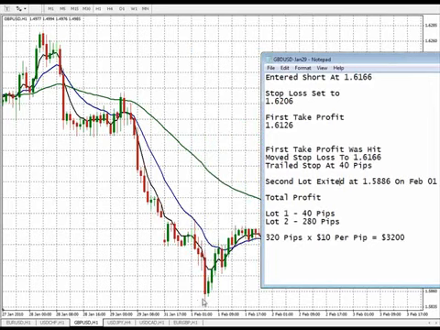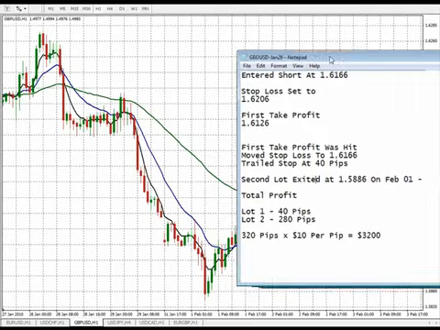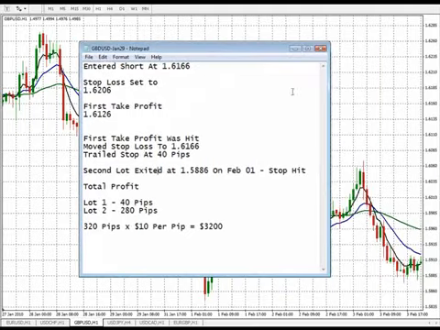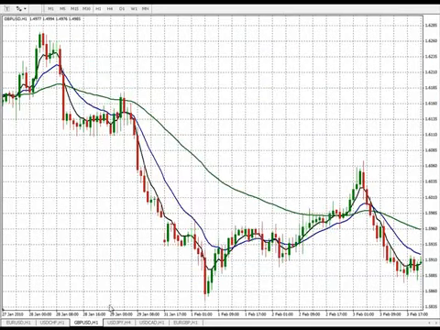Just taking a look here where we exited, the currency pair made its way all the way down to below the 1.5860 level, a few pips below that, and then it retraced, and our stop was hit on the second lot on the 1st of February. So quite a profitable trade. That gives you one example of how to use the system. Let's take a look at another one here.